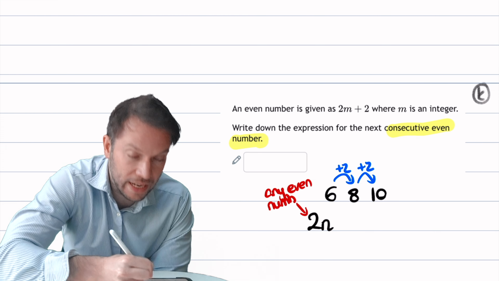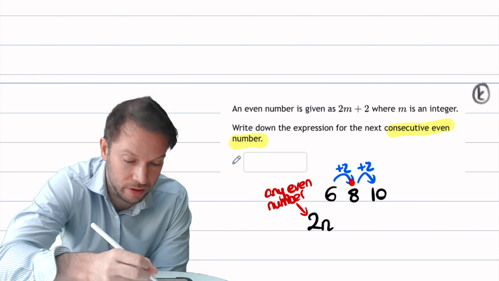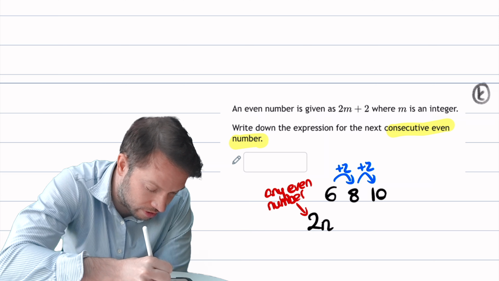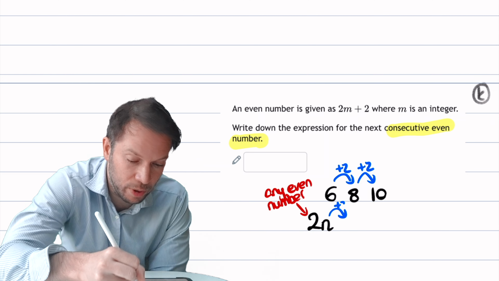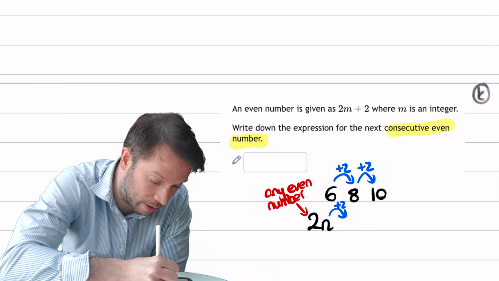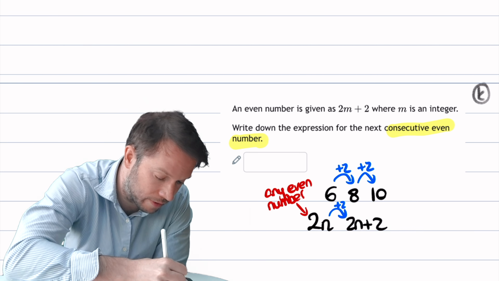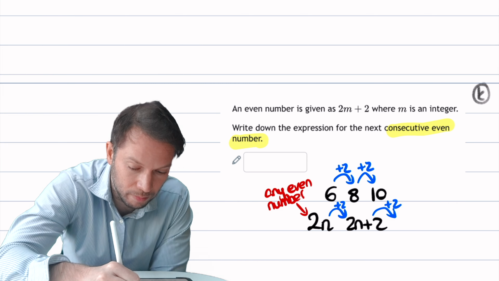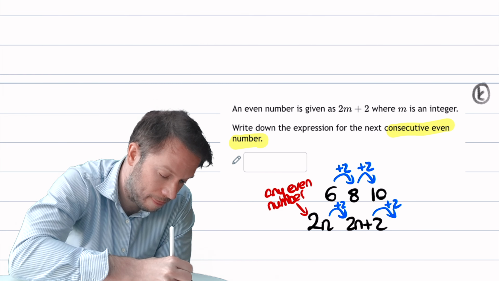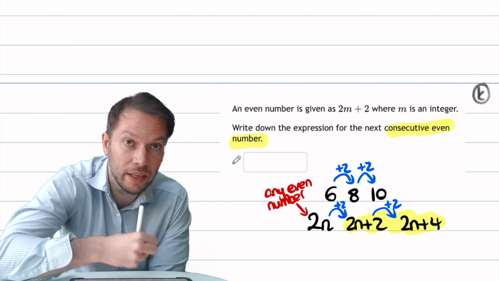Now, what about consecutive even numbers? We saw that to get the next even number, we add 2. So if we add 2 to this, then we're going to get the next even number. 2n plus 2 is just 2n plus 2. And again, we could add 2 to get the next even number. So that's going to give you 2n plus 4. So these represent consecutive even numbers.